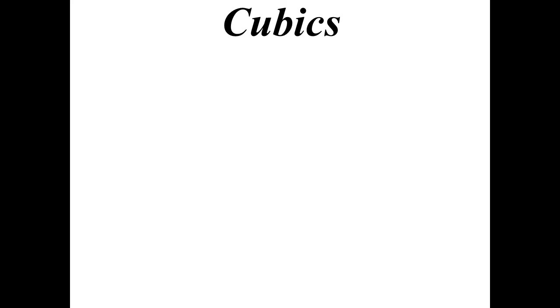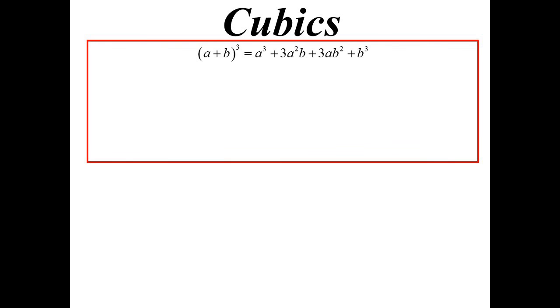Let's look at cubics a little bit closer. The formula for the perfect cube, we know the one for the perfect square, we should know the perfect cube one as well. It comes up a lot. a cubed plus 3a squared b plus 3ab squared plus b cubed has beautiful symmetry about it.